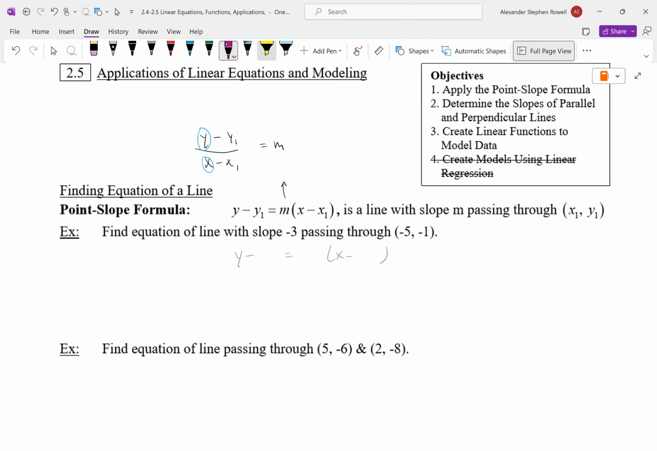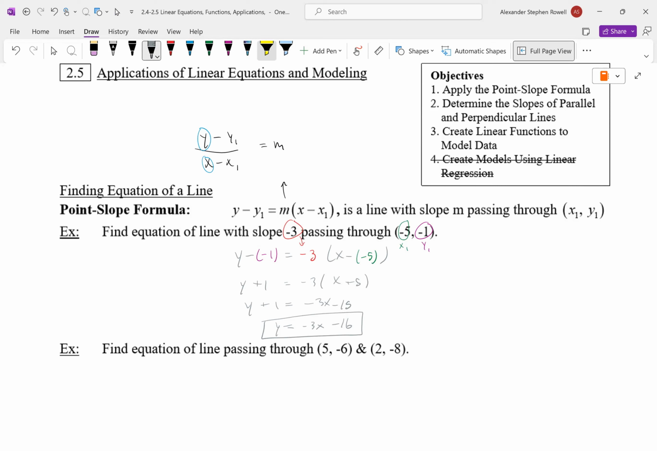What is my y1? The equation has slope -3 passing through 5, -1. Correct. What is my x1? 5. And what is my slope? -3. And we'll solve for y. Y plus 1 is equal to -3 times x minus 5. Distribute the -3. Y plus 1 equals -3x plus 15. And subtract 1. Y equals -3x plus 14.